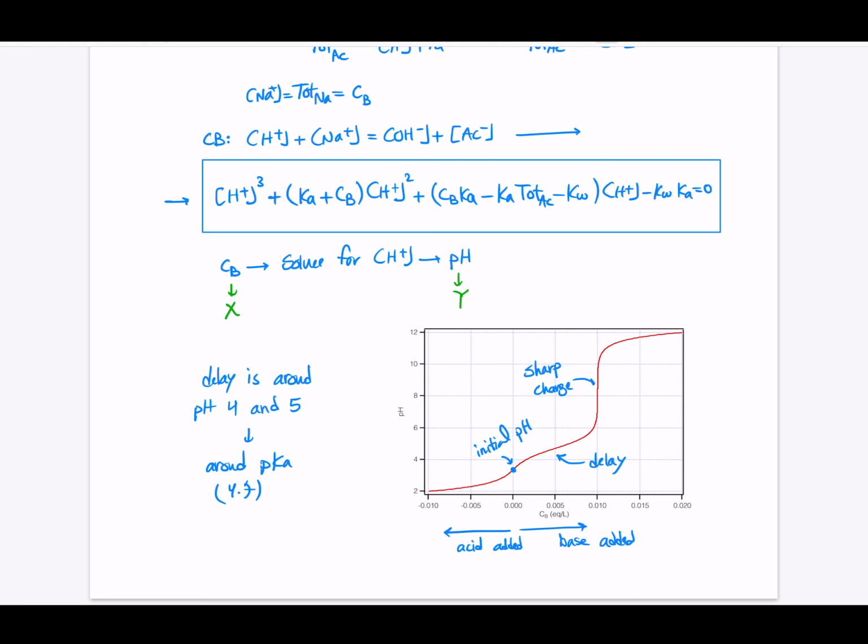So you can guess, if I give you an unknown sample, you can quickly do a titration and tell me how much total acidity it has. Also tell me potentially what kind of acid you might have in the system, because the delay is around 4.7 in this case, and then you look it up in a table and say, oh, we might have this one. We're going to talk about that later. But this was the second scenario, adding strong base or acid to a weak acid and base.